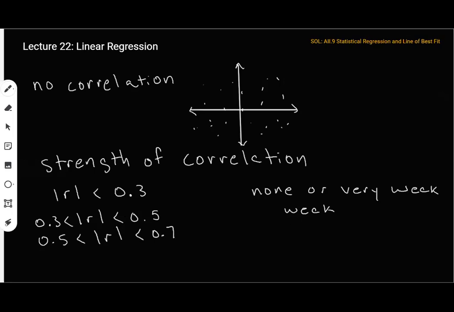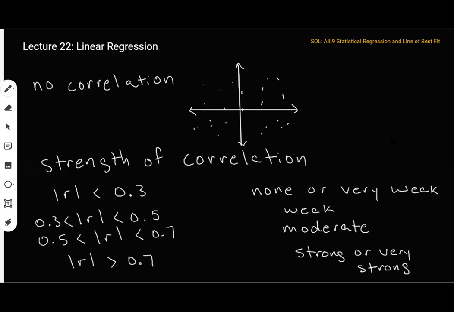If it's between 0.5 and 0.7, we say that that is kind of in between. So we say that's moderate. It'll have a moderate correlation. And then if the absolute value of R is greater than 0.7, we say that is a strong correlation. Strong or very strong. So that's going to be the strength of the correlation.